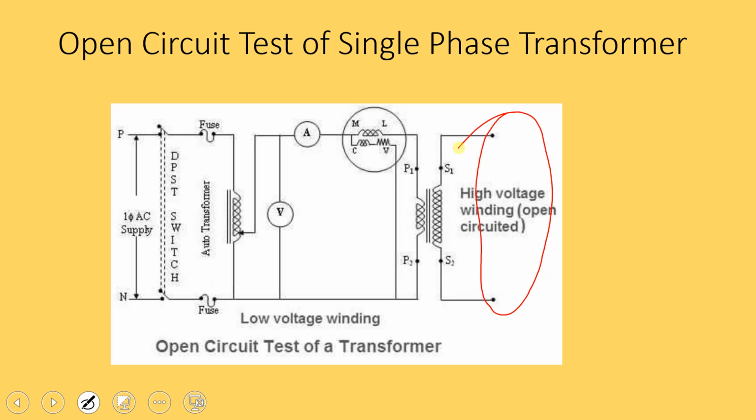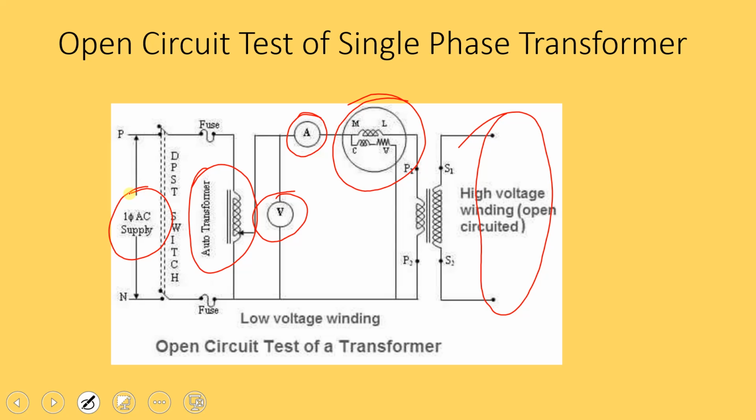And this is the setup in which we have a voltmeter, ammeter, and a power meter, or we can say wattmeter. So this is the auto transformer which regulates the voltage, this is the applied voltage. So this is the setup. This is the low voltage winding, and this is the high voltage winding.